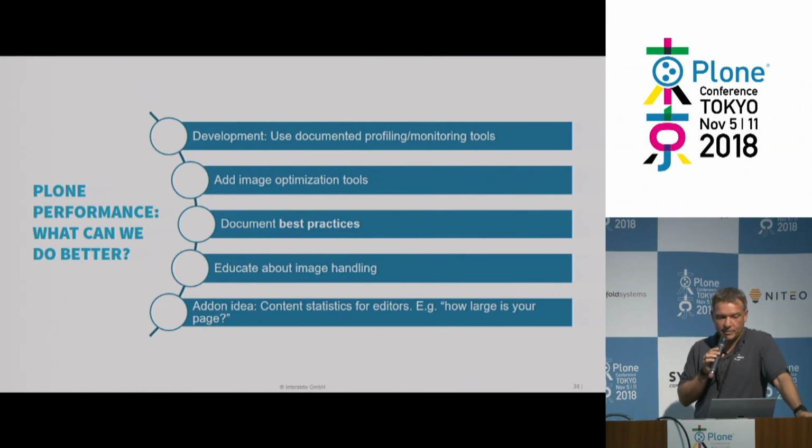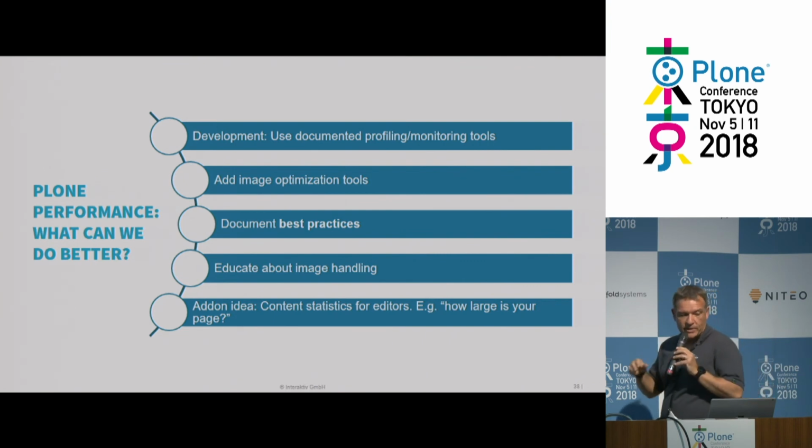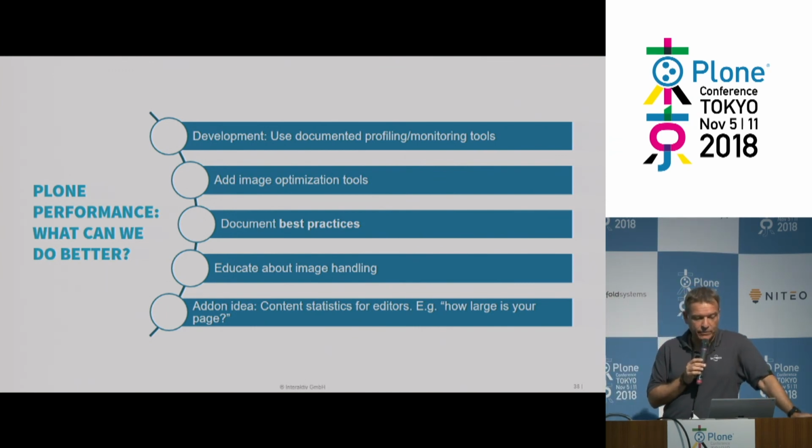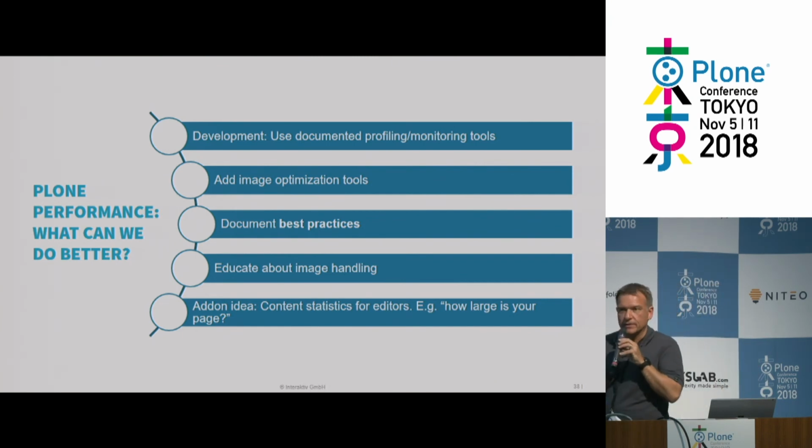Then, yeah, image optimization, document best practices, use the documented profiling monitoring tools in the Plone developer documentation. Those are all little things that are pretty clear, but that we apparently do not really do on a regular basis, as the statistics show. And educate about image handling, something you do with your editors, so that they also know that images are the most common source of a performance problem.